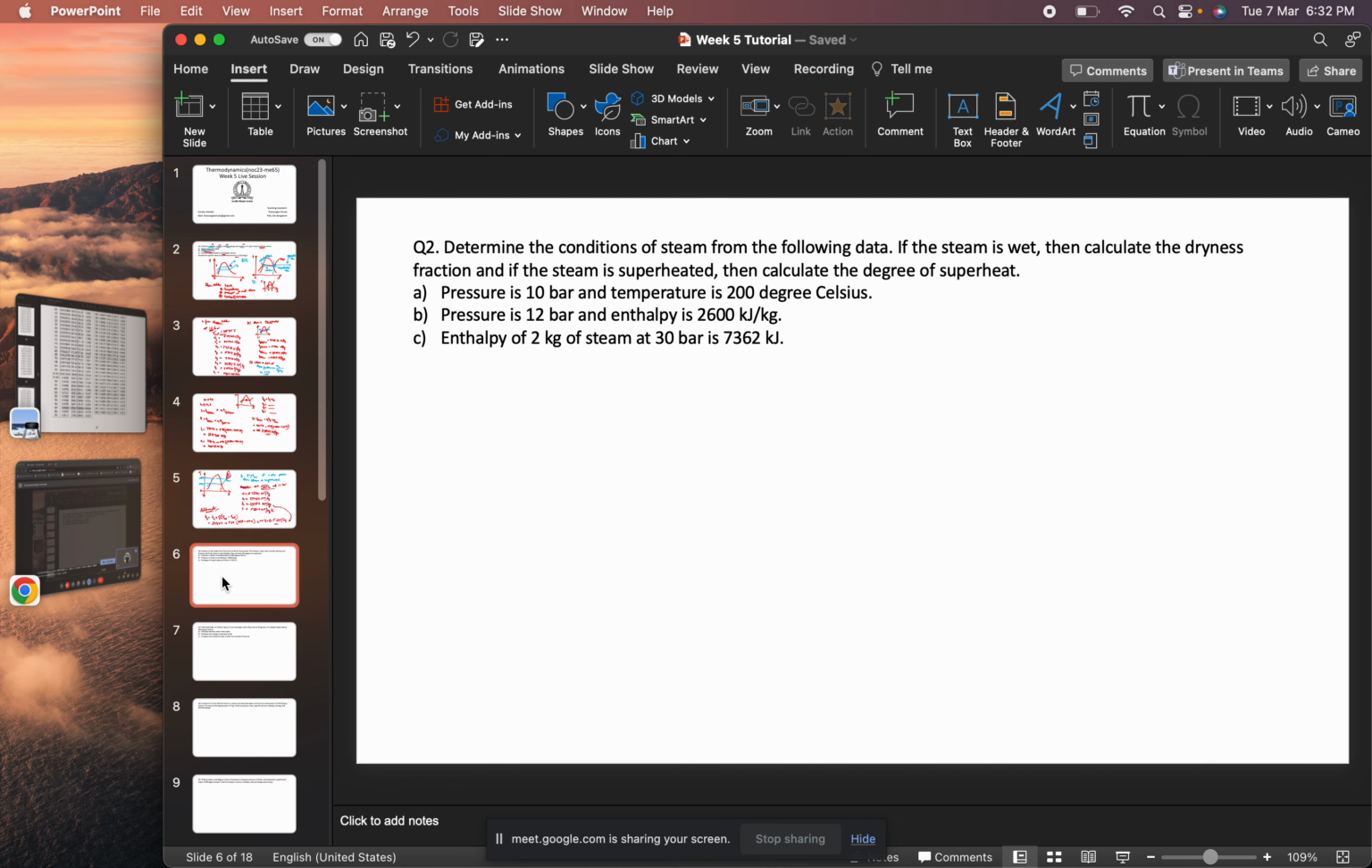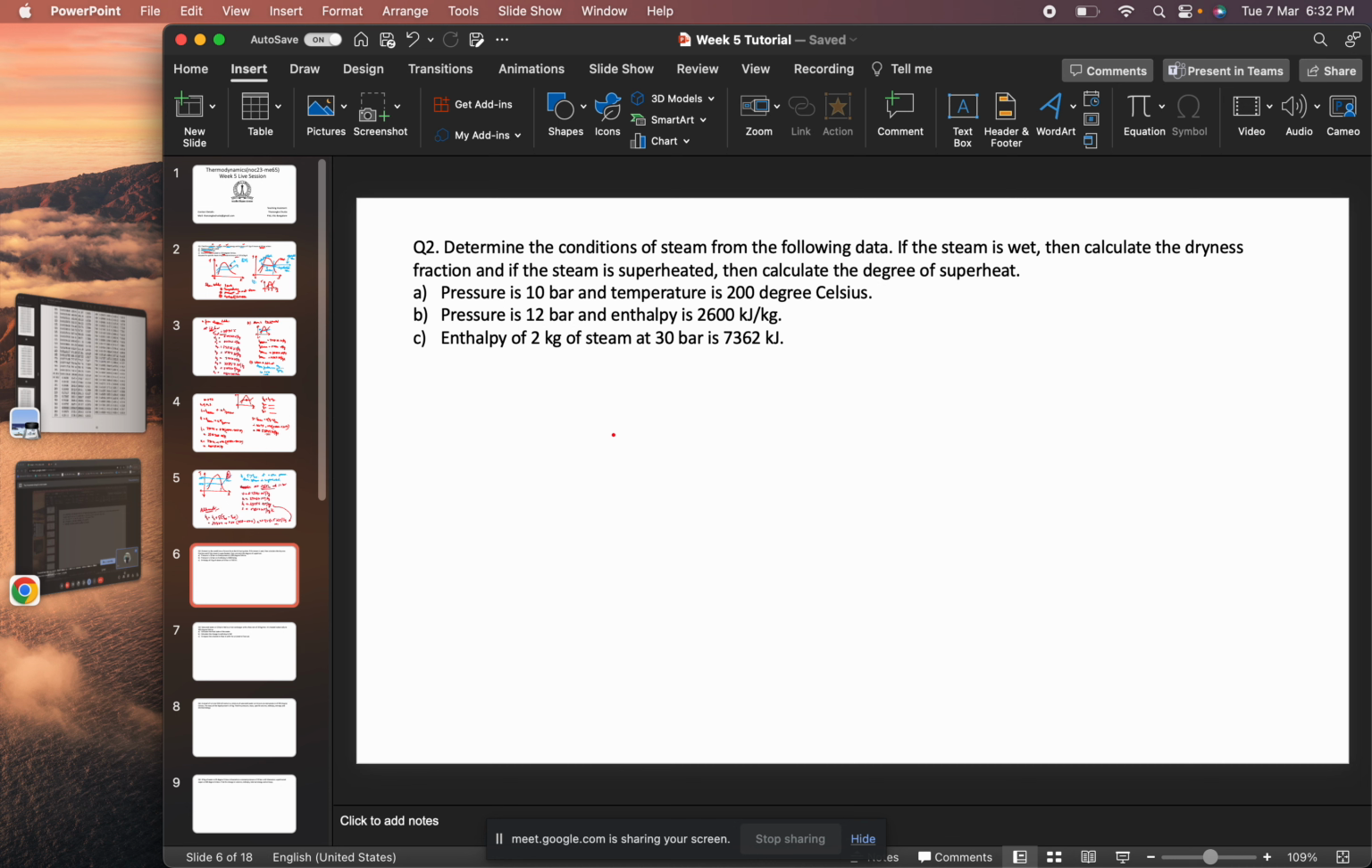Now let us move to the next question. Determine the conditions of the steam from the following data. You are given some values of data, and you have to check in which phase your steam is: whether it is in pure liquid phase, a mixture of liquid and gaseous phase, or pure gaseous phase. That means whether it is superheated, wet steam, or liquid.